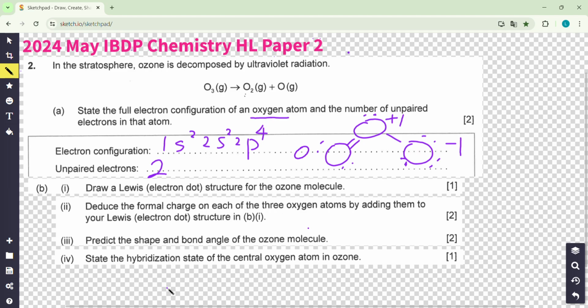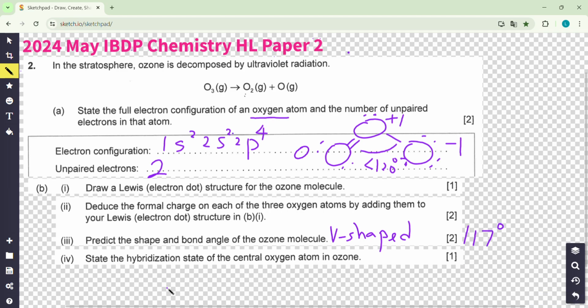Predict the shape and the bond angle of the ozone molecule. Look at this one. It should be a V shape, right? So obviously it's a V shape. And then about the bond angle, including this lone pair, it should be quite evenly distributed. It's 120 degrees, but the lone pair is stronger, right? So this is less than 120 degrees. So you need to have some guess. I would guess 117, 118, or 116.